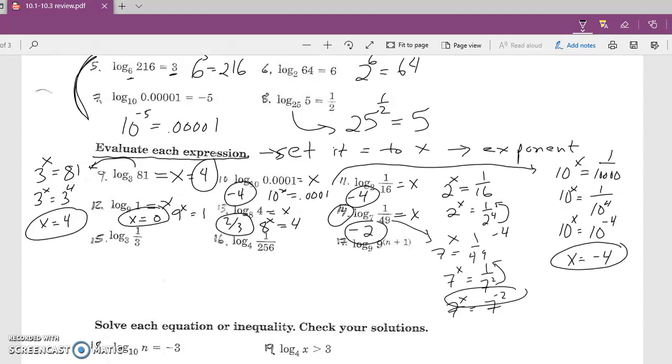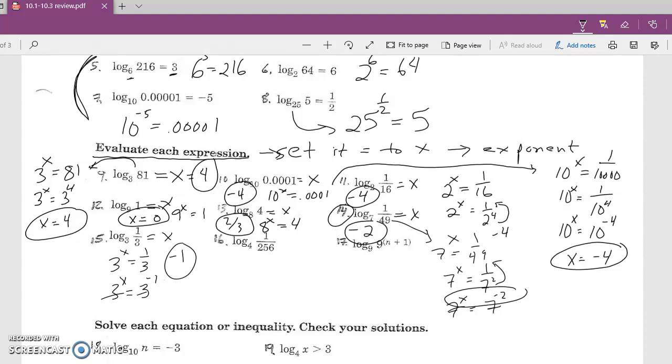Okay, moving on to 15, set this equal to x, and you would get 3 to the x power equals 1 over 3. So 3 to the x power equals 3 to the negative 1. That's another way to write 1/3. And so the bases cancel out, and you get x equals negative 1.